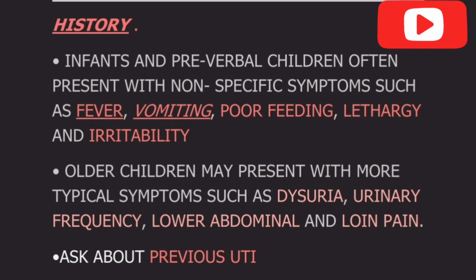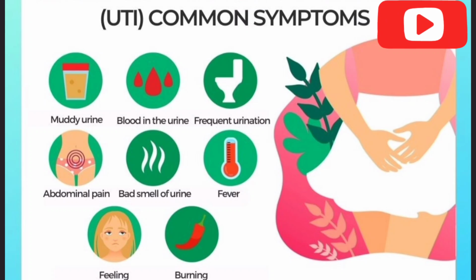In older children and in adults, we have to rule out different symptoms. We will ask about dysuria, meaning pain during urination. We have to ask about urinary frequency, either they have too much urine and have to go to the bathroom too often, or we will ask about lower abdominal pain and loin pain. So these are the symptoms in older children and adults that we have to rule out.